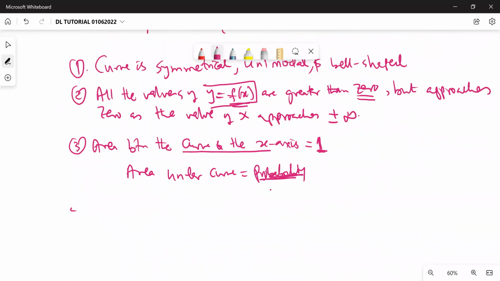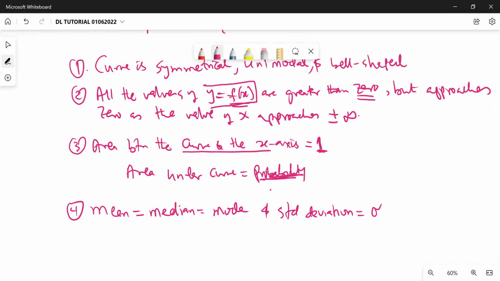Number 4, it can be shown that the mean is always equal to the median, and this is also equal to the mode. That's one of the properties of the normal distribution. And the standard deviation of the normal distribution is given by this parameter, sigma. It also means that the variance is sigma squared.